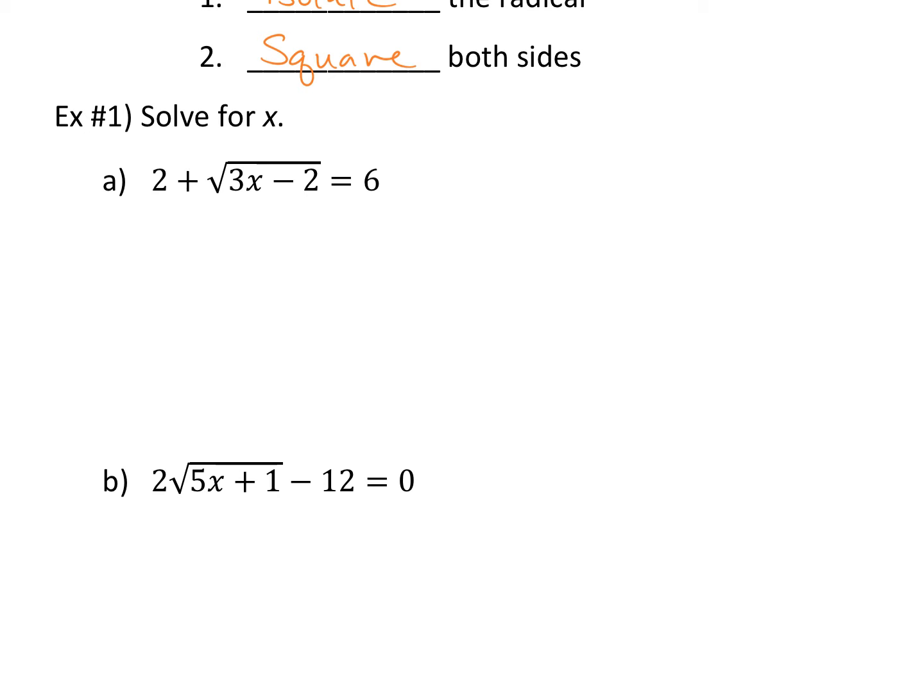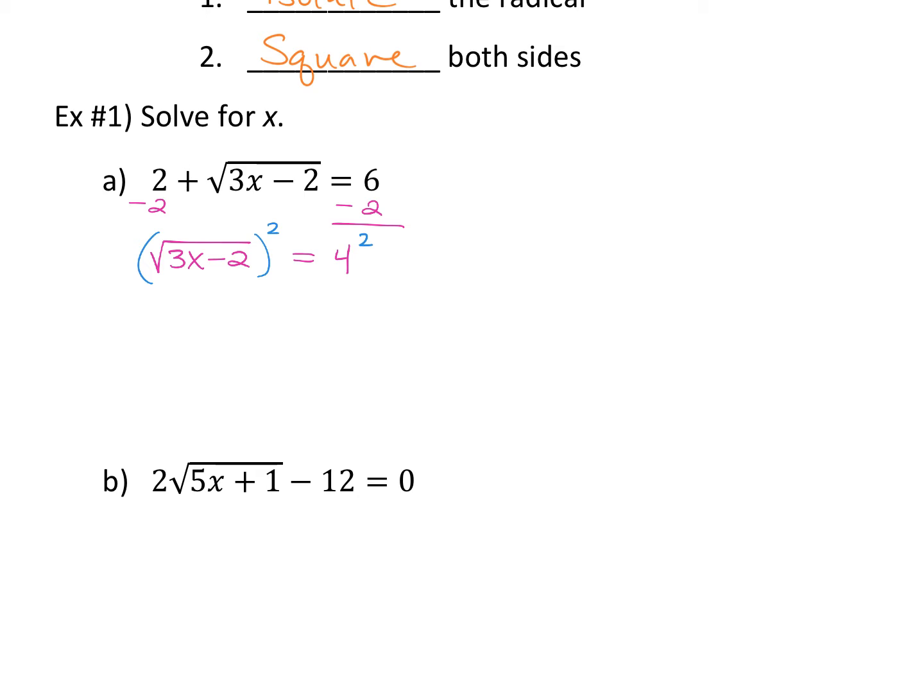If we want to get the radical by itself, we need to get that 2 out of there. So we're going to subtract 2, and we get the square root of 3x minus 2 equals 6 minus 2 is 4. And now we've isolated the radical. The radical is by itself. So now what we can do is we can square both sides. So we're going to square that whole thing, and we're going to square this side.